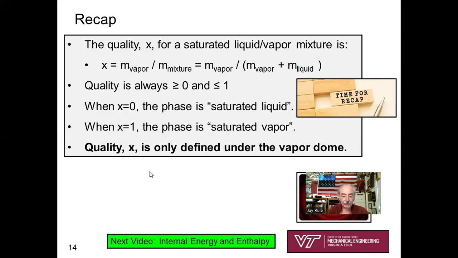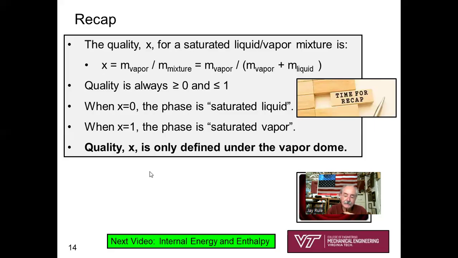So we blazed through that, and one reason we blazed through it was I didn't bother to derive that expression for quality using the specific volumes. So sorry about that. Please check out your textbook to get that derivation.